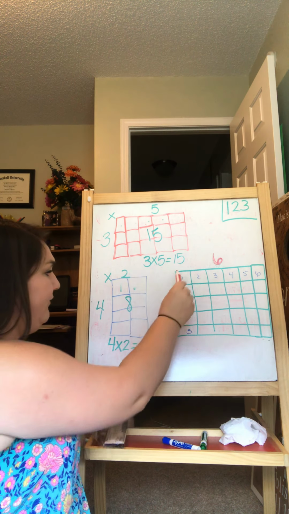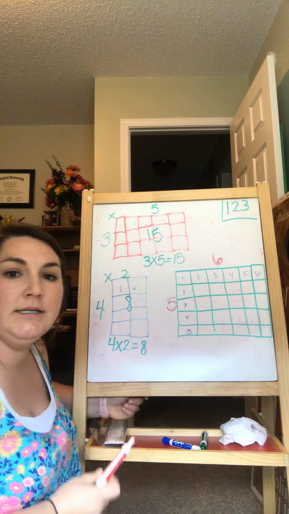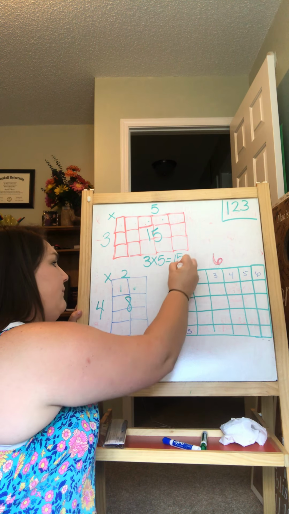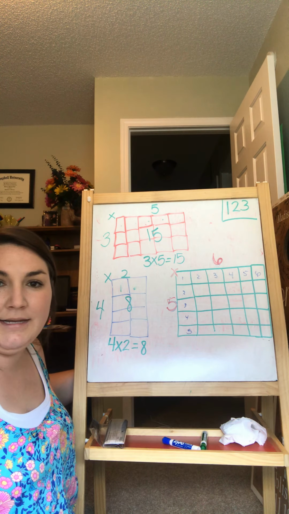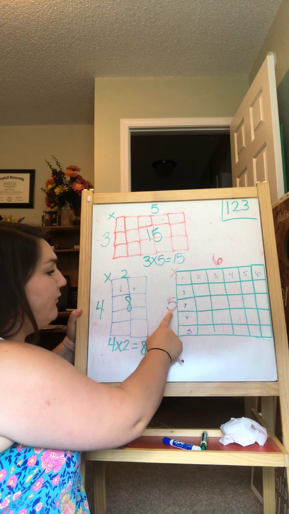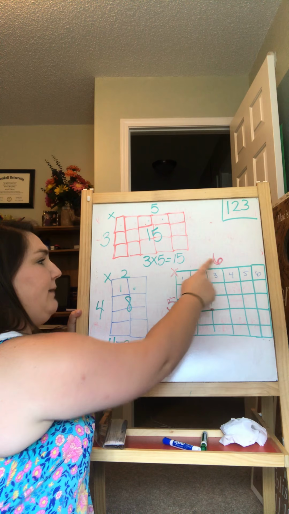Okay, so I have a 5 by 6. That's how I would say that. So I have 5 by 6 across. Don't forget my symbol up top to help remind me. So my equation, when I write my number sentence, would be 5 times 6.